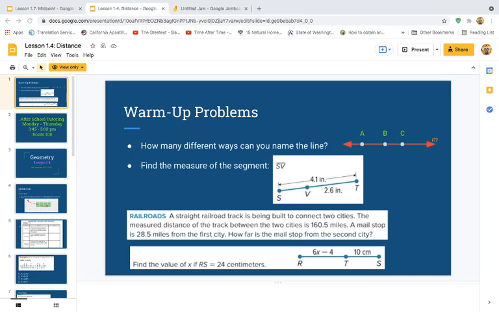Okay, so let's start going over these four problems here. First one, how many different ways can you name the line? So go back to the last lesson, 1.2/1.3, and we talked about the different naming conventions, or the different ways to label our points, lines, and planes. If you remember, there are two main ways we can label this. Number one is we look at the points on the line, and we know that we can pick any two of these points on the line and use them to help us name the line.